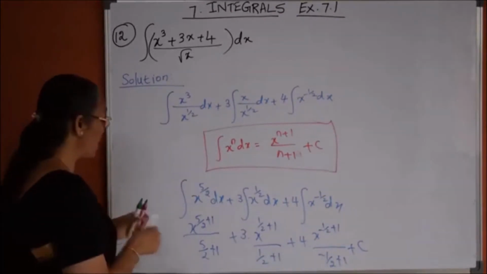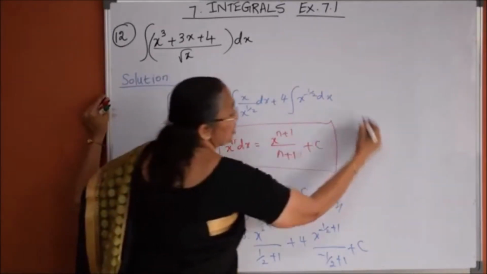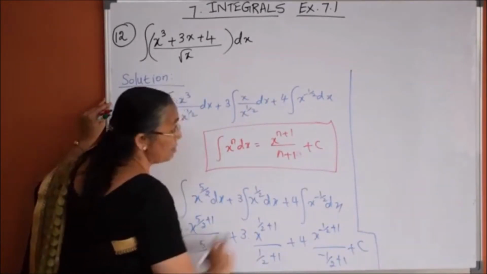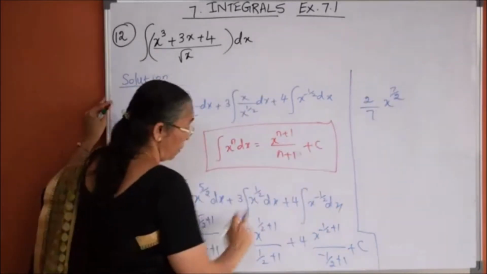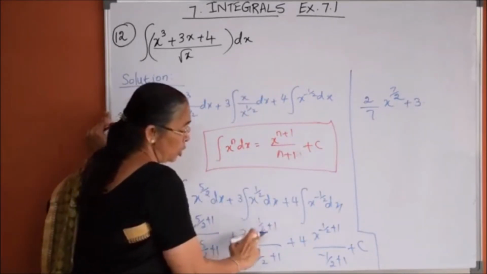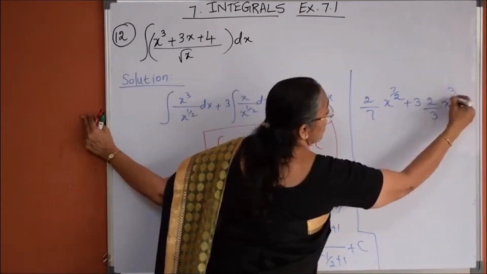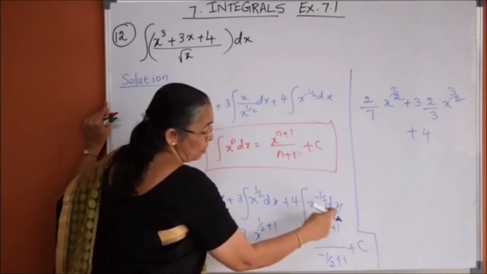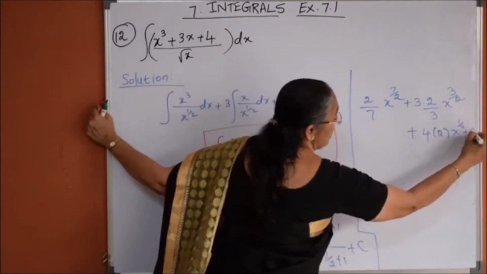Now, let me simplify this. X power 5 by 2 plus 1 is x to the power of 7 by 2 by 7 by 2, which can be written as x to the power of 7 by 2 divided by 7 by 2, which is the same as 2 by 7 of x to the power of 7 by 2, plus 3 times of x power half plus 1 is x to the power of 3 by 2 by 3 by 2, which is 2 by 3 of x to the power of 3 by 2, plus 4 into minus half plus 1, which is x to the power of half by half, which is 2 times of x to the power of half, plus c.